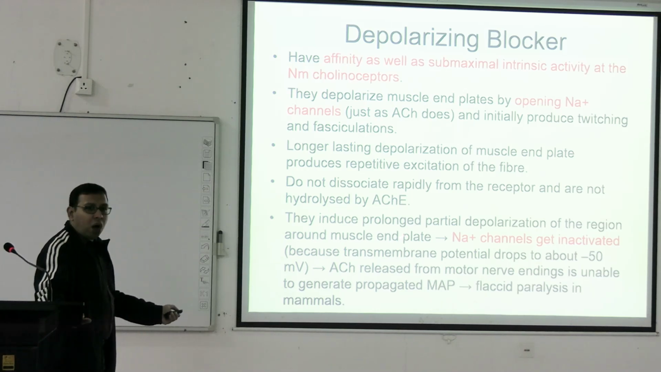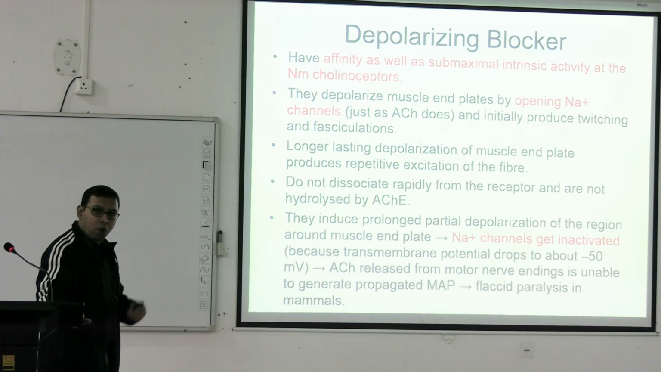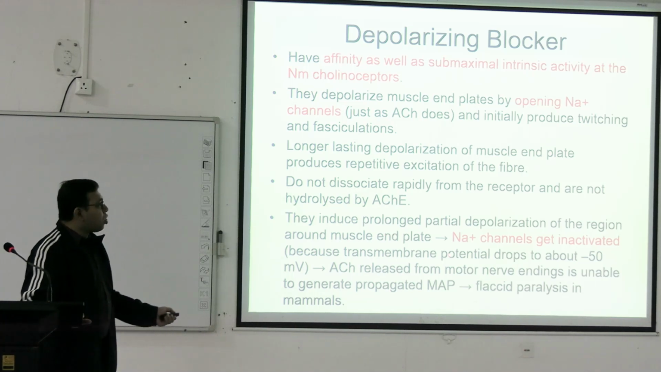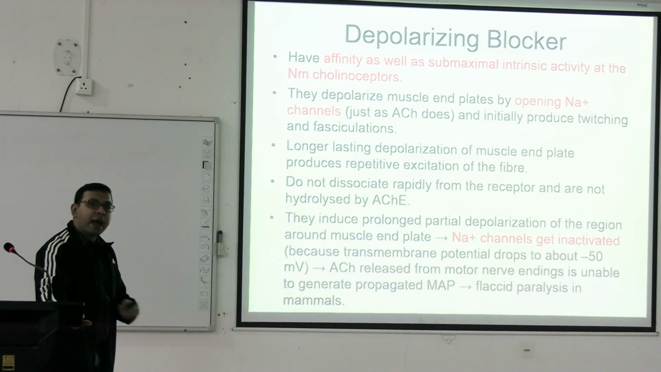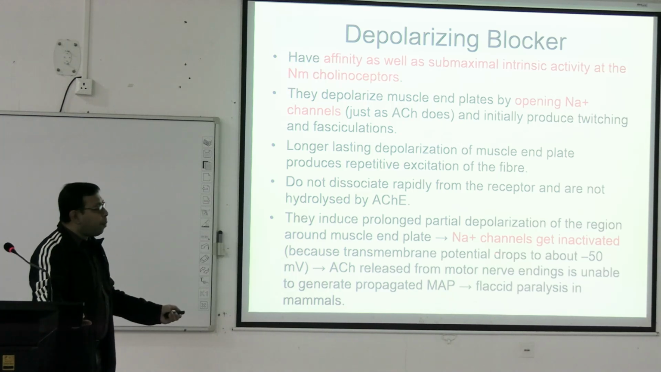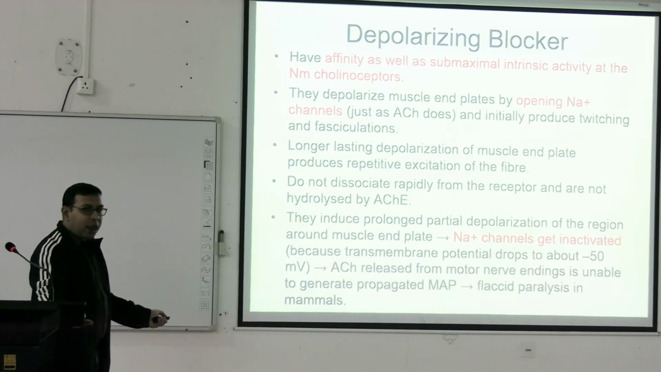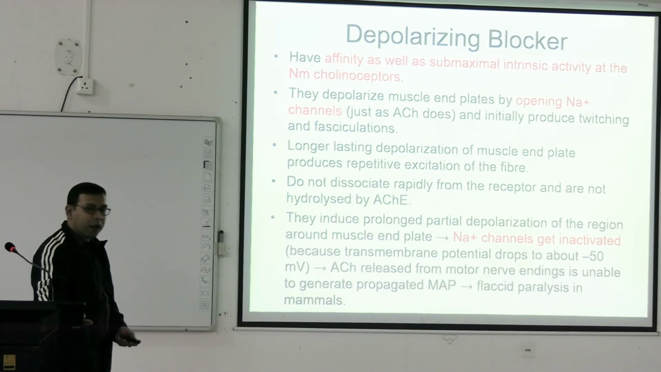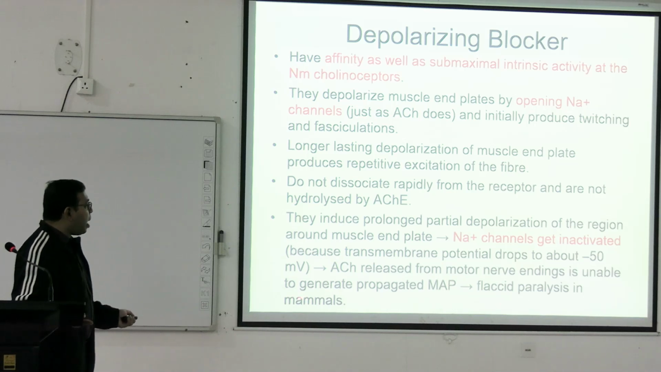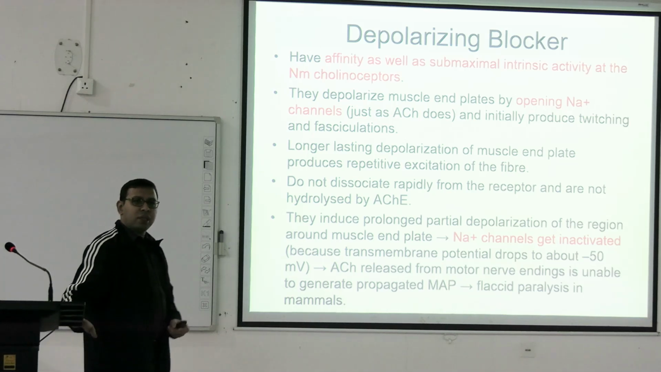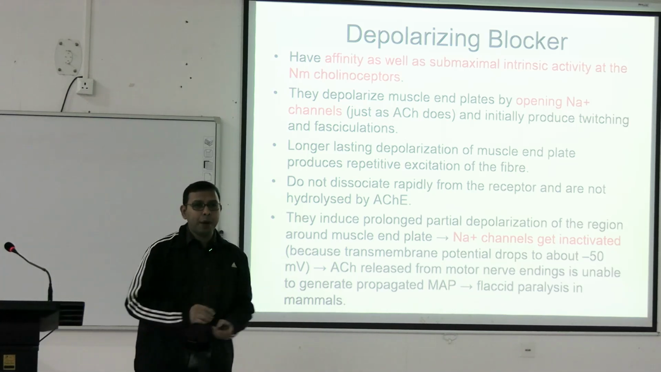They induce prolonged partial depolarization of the region around the muscle end plate. So sodium channels ultimately get inactivated because the transmembrane potential drops to about -50 millivolts. Acetylcholine released from the motor nerve ending is unable to generate a propagated muscle action potential, and flaccid paralysis in mammals happens.